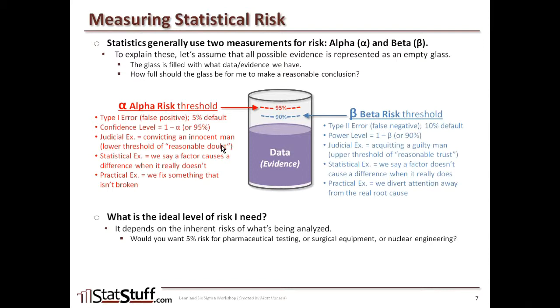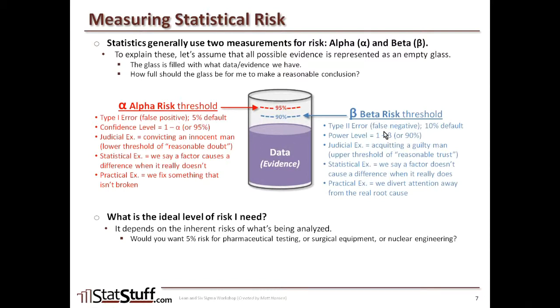In that example, if one of those organizations, let's say one doing nuclear engineering, only wanted to accept 1% risk, well, in that case their alpha risk would be defined as 1%, which means the confidence level would be 1 minus the 1%, or 99%. Or maybe even 1% is too much, so they might reduce it even more. The point is that any organization can set their own level of risk, but if you're not sure which one to set, then you might accept 5% as the default for the alpha risk, and 10% as the default for the beta risk.